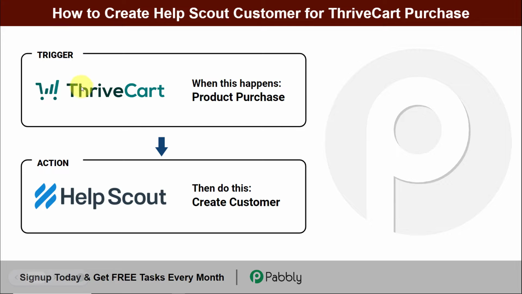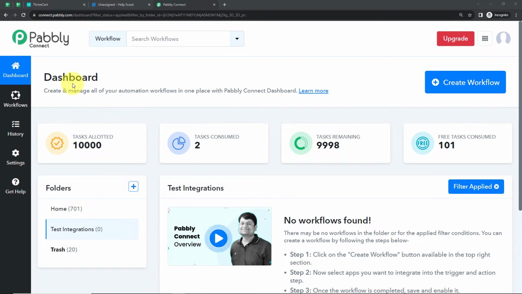Now to do this, we'll have to integrate the two applications, and the same thing can be done using Pabbly Connect. So here my trigger will be ThriveCart and my action application will be Help Scout. Now to understand how you can integrate and automate this entire process yourself without the need of any coding skills, let's begin.